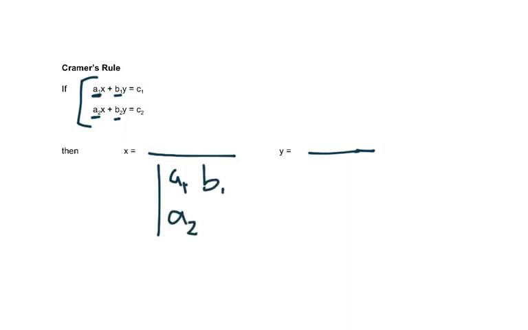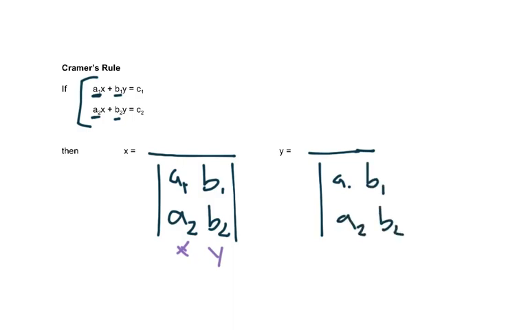To find x, we find x and y separately, and we do it as sort of a fraction for each of them. In the bottom of the fraction, we write a matrix that uses just the numbers that are in front of x and y. So in this case, we'd have A1, B1, A2, B2. It's just the x column and the y column. And it's the same on both. To find both x and y, we use the same denominator for those two fractions.